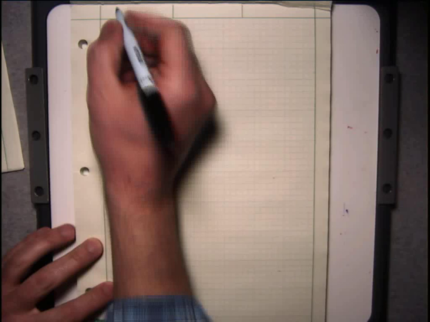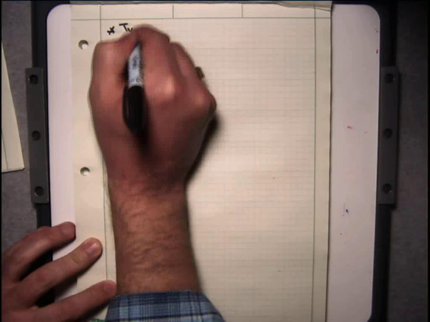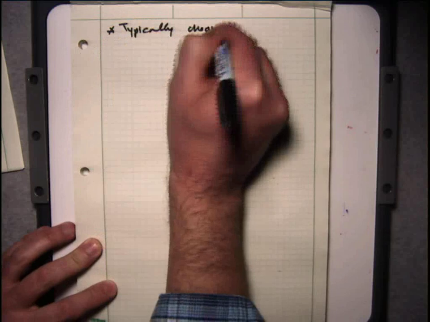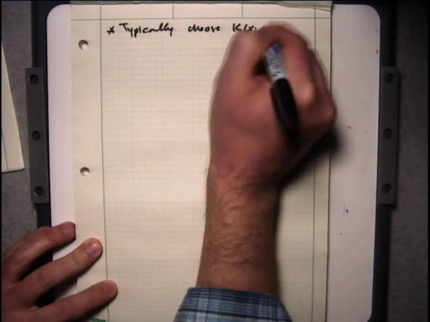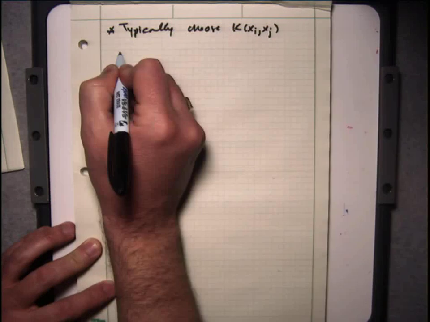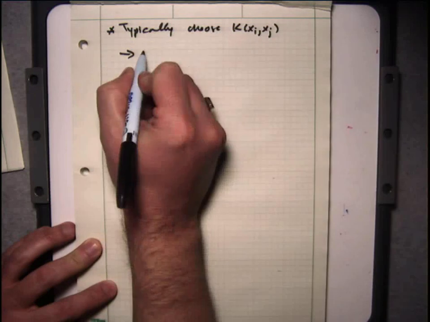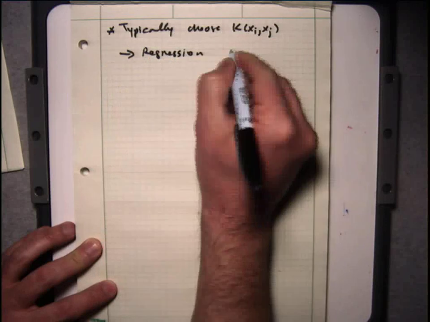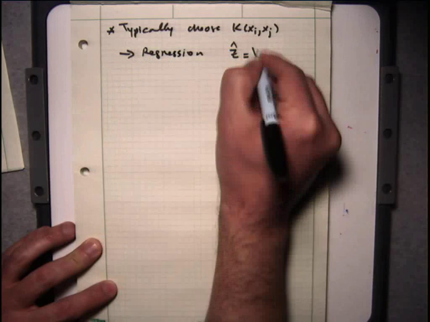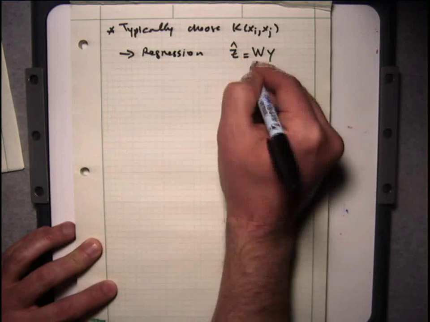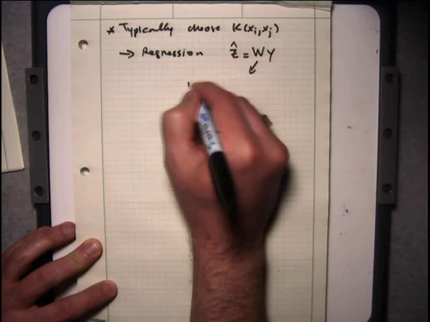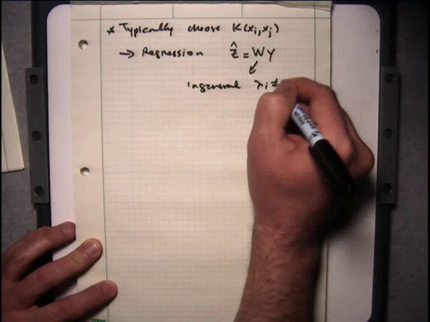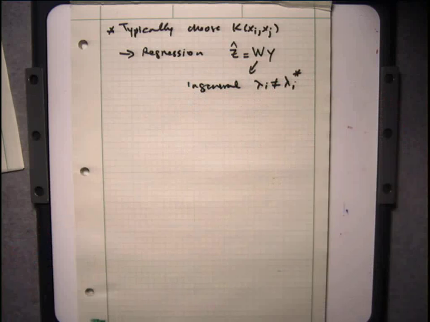Okay, so then typically what we do is we choose k of xi, xj, and from this we do regression, and we get z hat equals Wy, and in general, the lambda I for this W are not equal to the optimal ones. Okay?